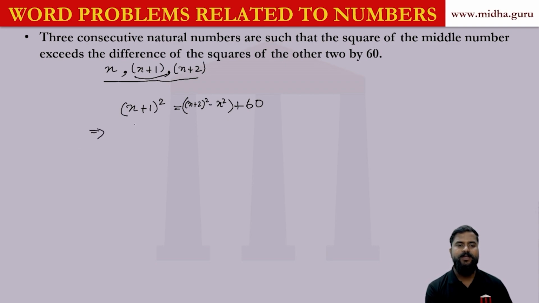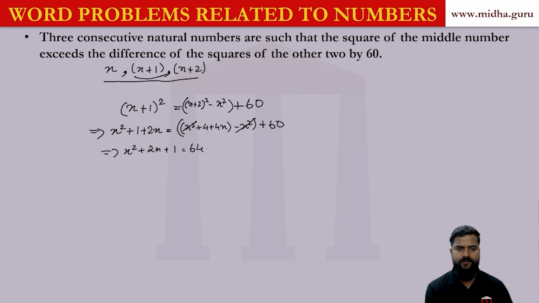Now we will go about by solving. So x plus 1 whole squared will be a square plus b square plus 2ab. Again, a plus b whole square is a square plus b square plus 2ab, minus x square plus 60. Now the x square and x square get cancelled. So we have x square plus 2x plus 1 is equal to 64 plus 4x. Again, we bring all to one side of the equation. We get x square, since this comes here, it becomes minus 2x, and 64 comes here, it becomes minus 63.